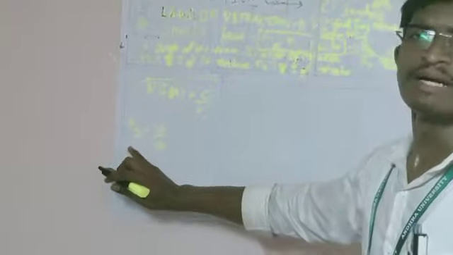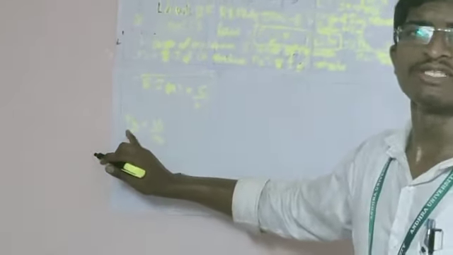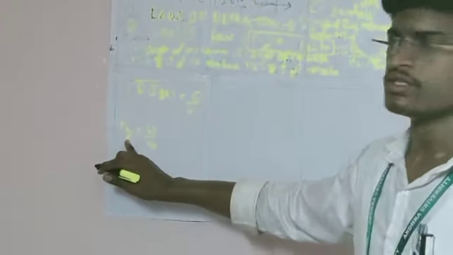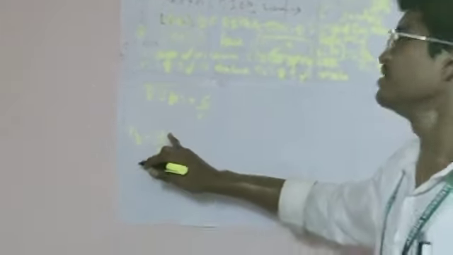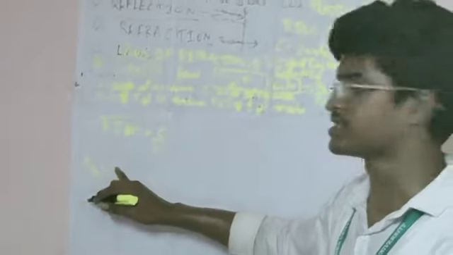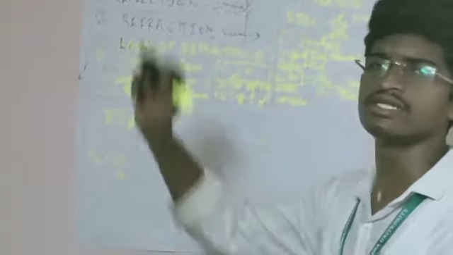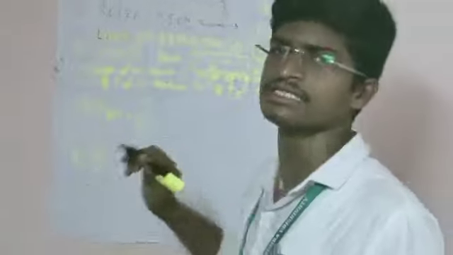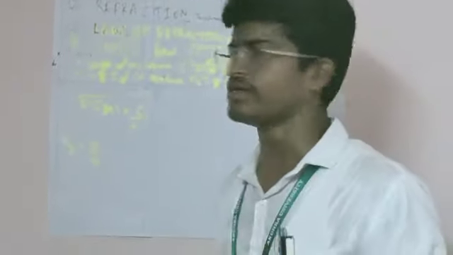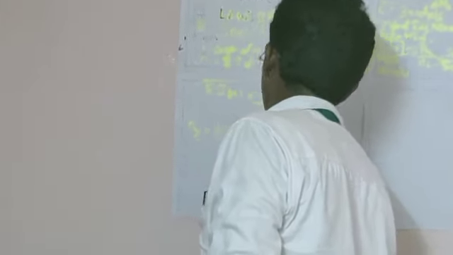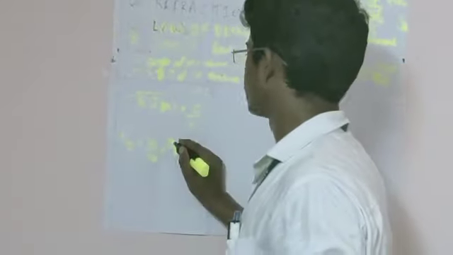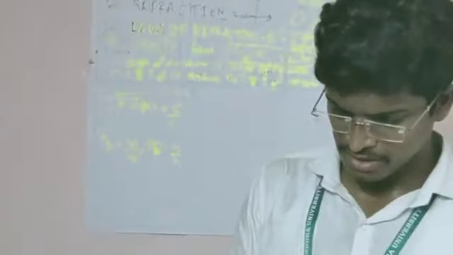If I am giving the mathematical equation of the refractive index of the second medium with respect to the first medium, I have given the velocity or speed of the light in the first medium to the speed of the light in the second medium. Otherwise, if I am changing, N12 is equal to V2 upon V1, it is the refractive index of the first medium with respect to the second medium, right?